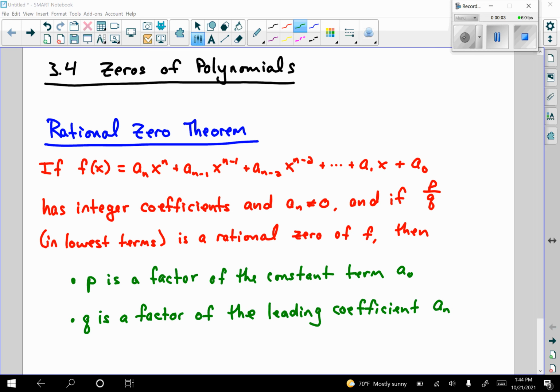Section 3.4 is called zeros of polynomials. So we're going to take a look at a theorem that's going to help us find the possible rational zeros. It's called the rational zero theorem.